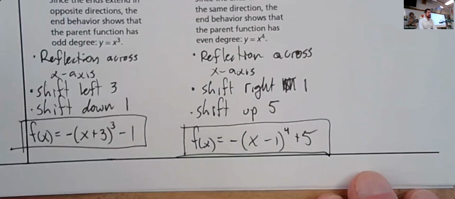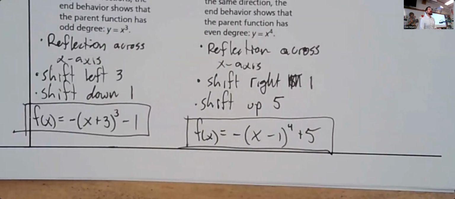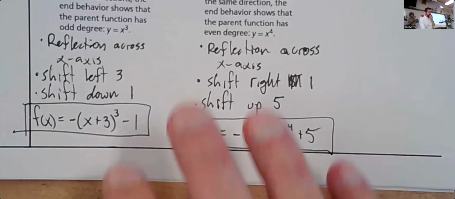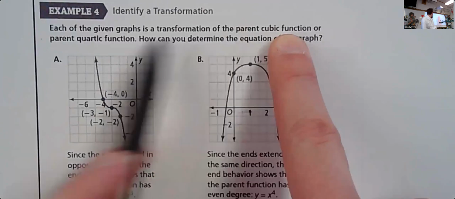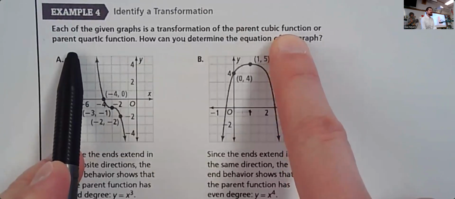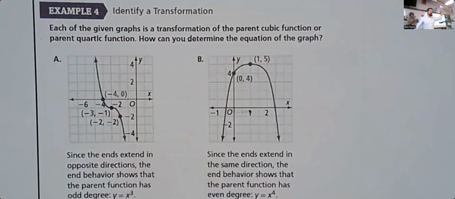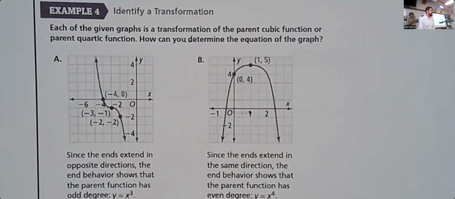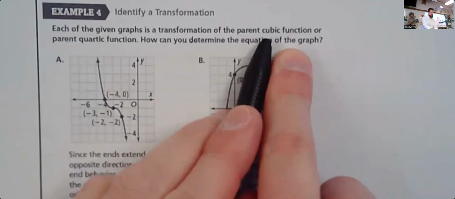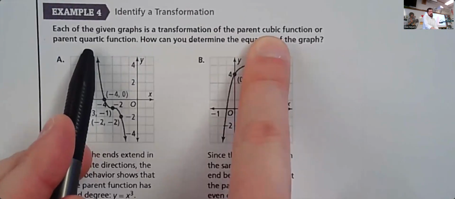That's our function for this one here. The exponents? This one was just saying the parent function, it says cubic parent function or quartic parent function. So if the ends are going in opposite directions, that's going to be cubic, so it'll be power 3. If they're going the same direction, it'll be 4. Otherwise, you would only know if it's an odd degree or an even degree, but it was specific here saying cubic or quartic, so 3 or 4 for the exponent.